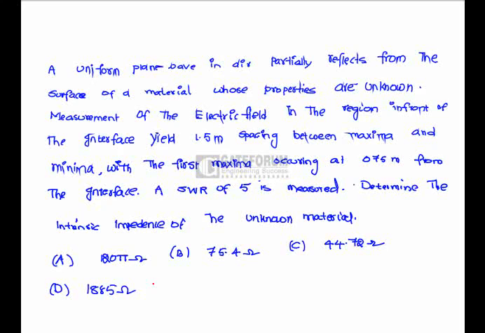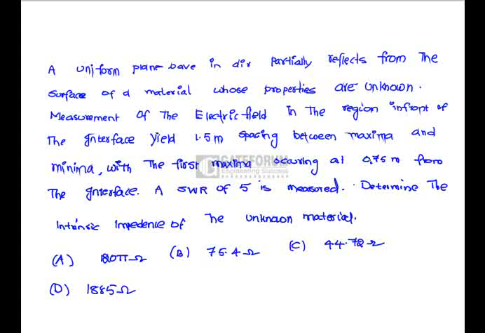Question is, a uniform plane wave in air partially reflects from the surface of a material whose properties are unknown. Measurement of the electric field in the region in front of the interface yields 1.5 meters spacing between the maximum and the minimum, with the first maxima occurring at 0.75 meters from the interface. A standing wave ratio of 5 is measured. Determine the intrinsic impedance of the unknown material.